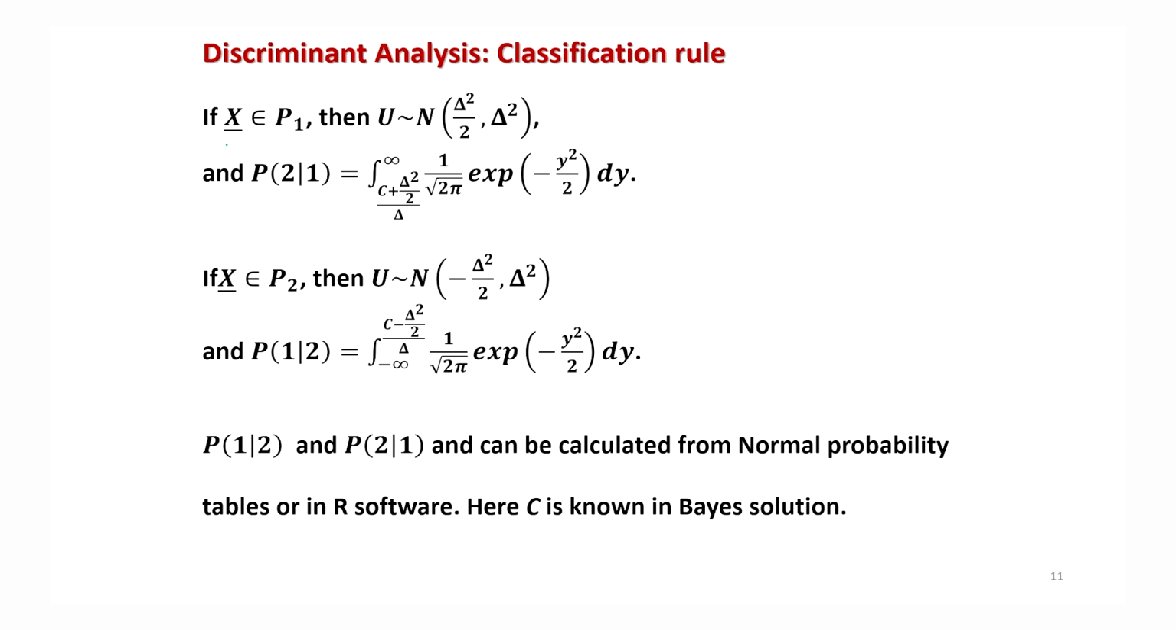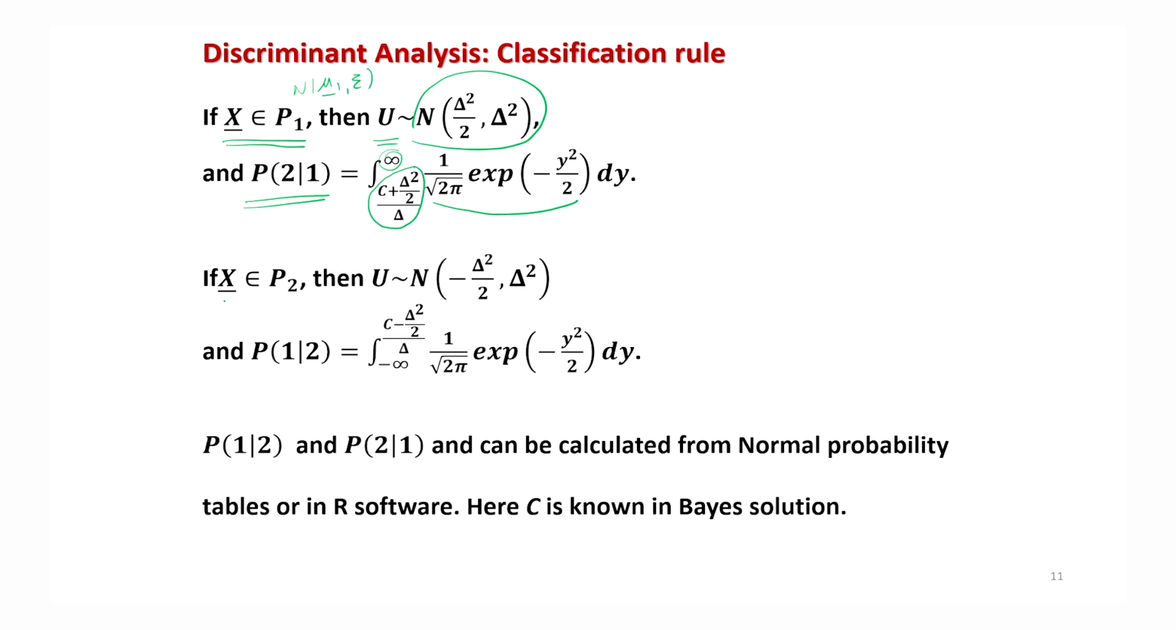So now we have seen that if this random observation belongs to the population P1, which is normal mu 1 sigma, then this statistic U follows a normal distribution with mean delta square by 2 and variance delta square. And in that case, the probability of misclassification, probability 2 given 1, can be computed from the PDF of the normal distribution, where the range of the integral will be from the point (C plus delta square by 2) divided by delta to infinity.